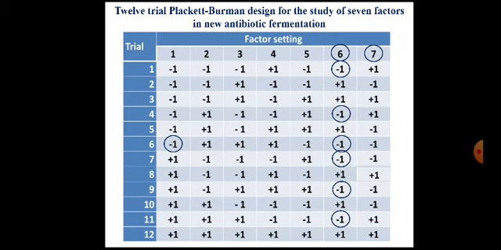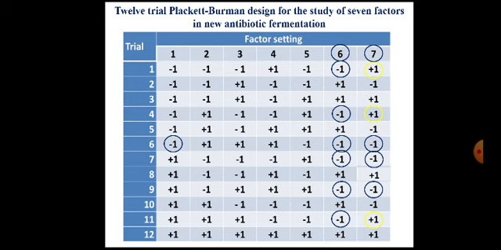Out of these 6 trials where the concentration of factor 6 is low, in 3 trials factor 7 will be at high level. These are trial number 1, trial number 4 and trial number 11. And in the other 50% of the trials in which factor 6 is at low level, the concentration of factor 7 will be at low level too. These are trial number 6, trial number 7 and trial number 9.